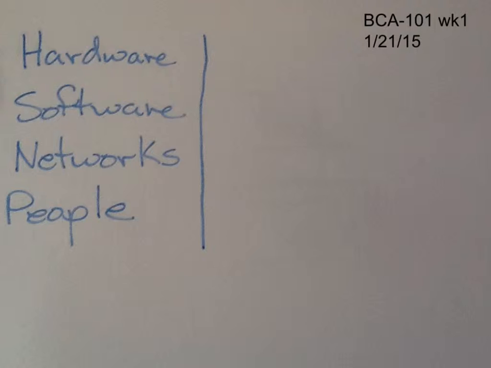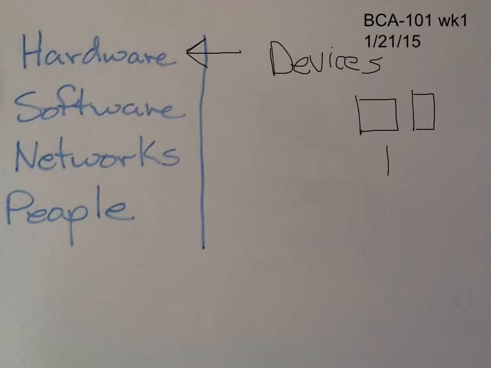We talked about the 4 major things in terms of technology. We have the hardware, the actual equipment. In here we use the term devices, and that could be anything from, let's say, your smartphone, a tablet, maybe a laptop computer, PC with a hard drive, maybe like a workstation.